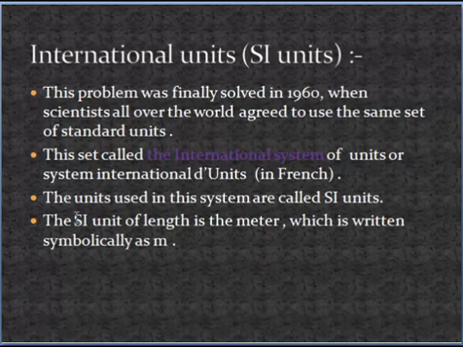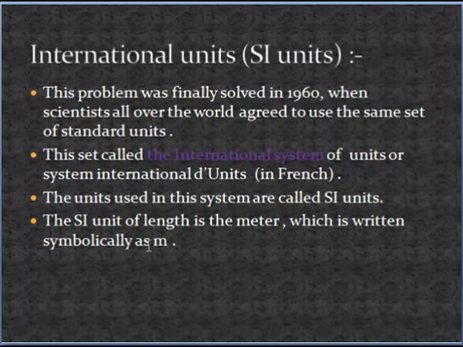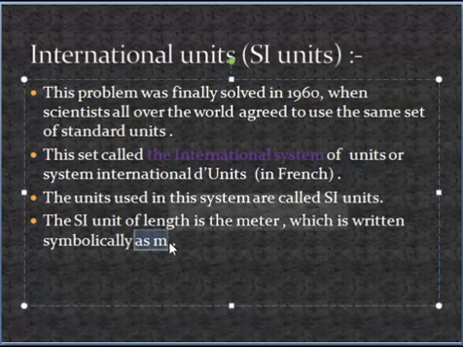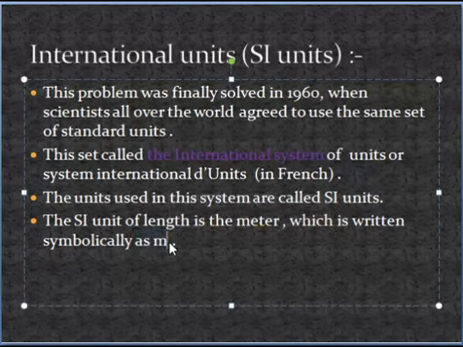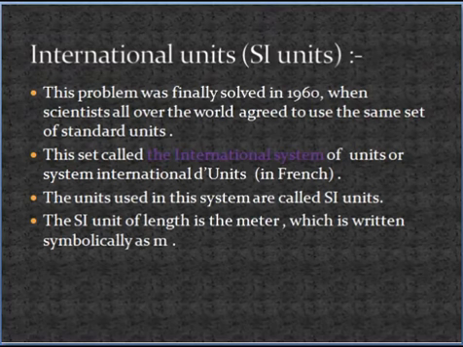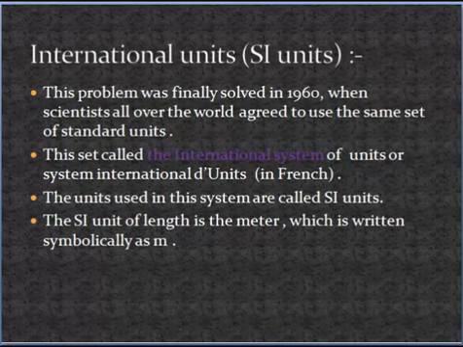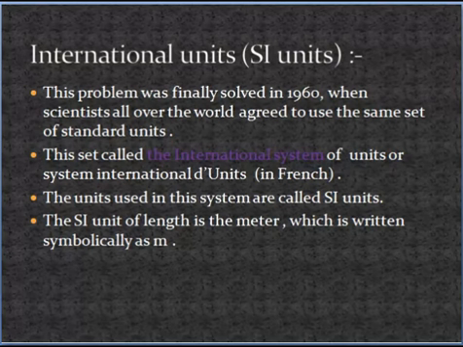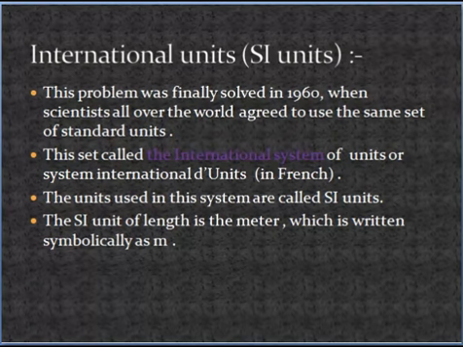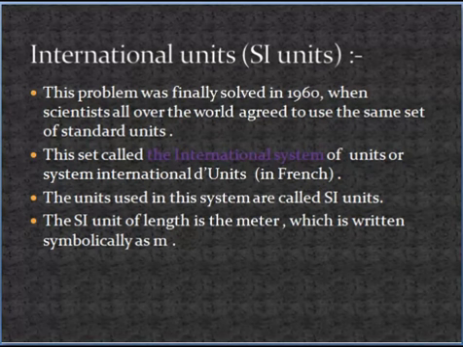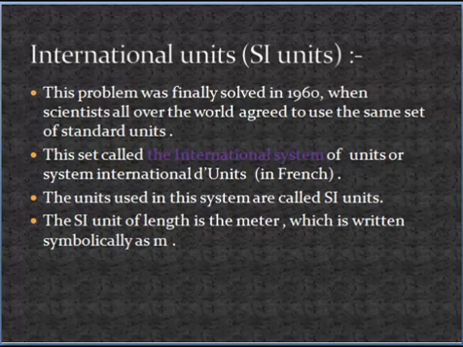The SI unit of length is the meter, which is written symbolically as m. Similarly, the SI unit of mass is the kilogram, which is symbolically written as kg. Then, in the international system, three main quantities are considered: length, mass and time.